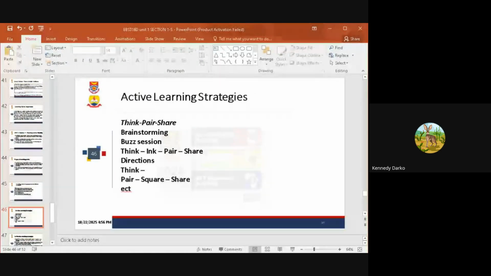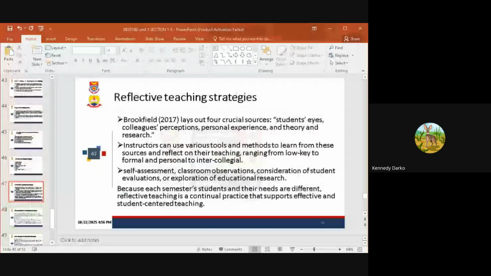Brainstorming. You put the problem there, they have to brainstorm on it and talk about it and then get the answers. We have buzz session, think-pair-share, we have think, pair, square, share. All these are learning strategies that we can give to our people, or take them through, to help us make the lesson so enjoyable to them.